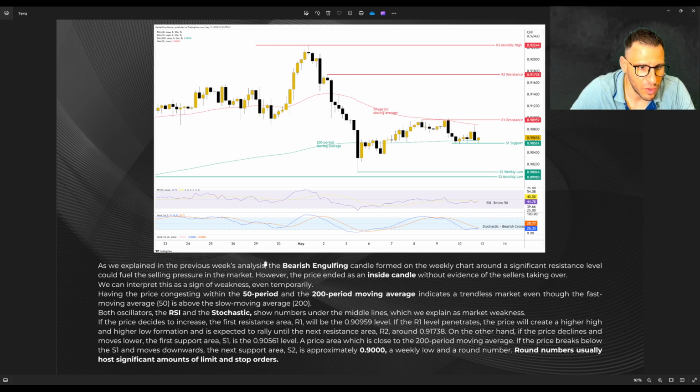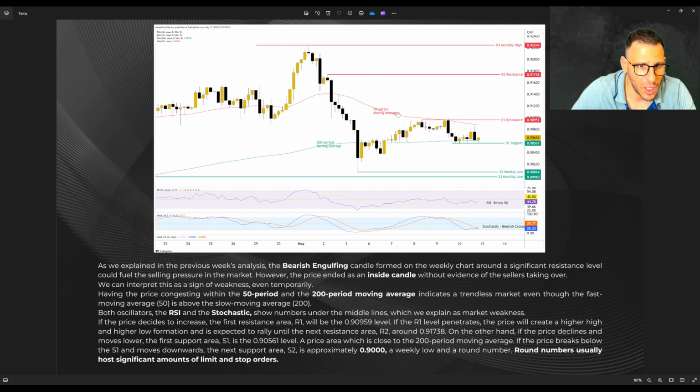So from this, we understand that it was a bearish engulfing candle on the weekly chart. It was around resistance. Bearish engulfing, I told you many times, is one of the strongest and most powerful reversal price action patterns we can find in the market. So the price didn't quite follow through. It stayed as an inside candle, but the good thing is that it didn't make any higher high to change the bias of the bearish engulfing. So we said that this can be interpreted as a weakness, at least temporarily.